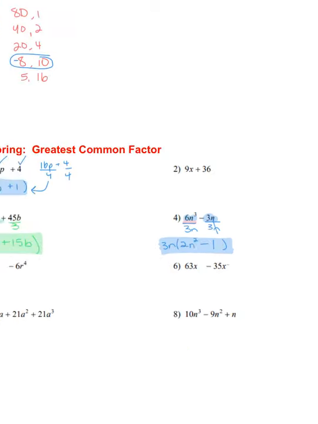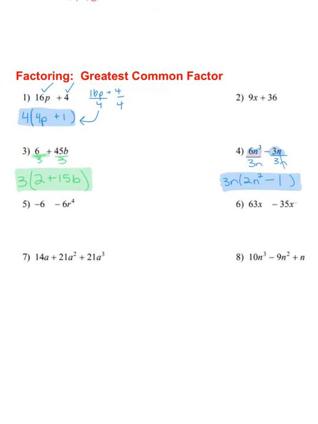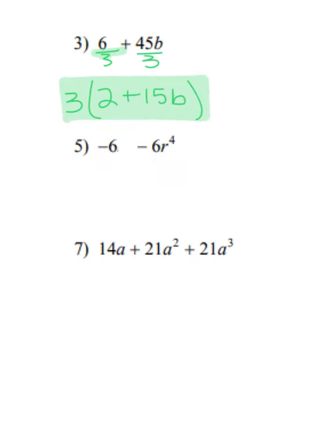I'll do one more example of greatest common factor, and then you can fill in the other 4 by yourself. I'll do problem 7. 14 and 21 can all be divided by 7 as a common factor. And all of these have an a in them, so I'll also take out an a. So I'll have 7a as my common factor. So 14a divided by 7 would be 2. The a and a cancel out. 21 divided by 7 is plus 3.